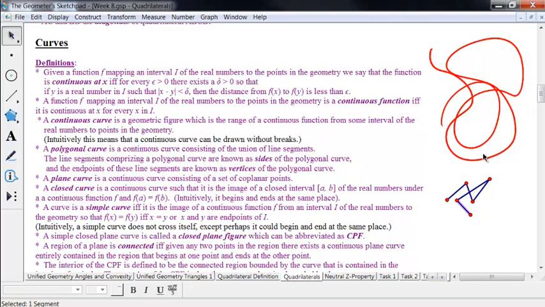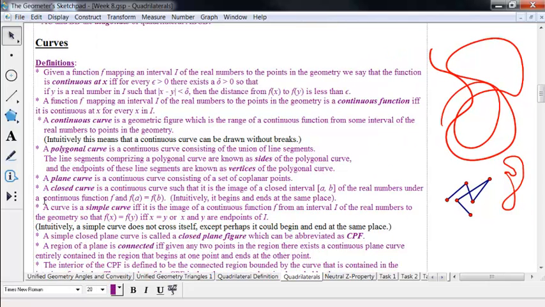A closed curve is a continuous curve that begins and ends at the same place. So that one's a closed curve. So formally we say a closed curve is a continuous curve such that the image of a closed interval from a to b of the real numbers under a continuous function f has f of a and f of b being the same thing. So intuitively that just means it begins and ends at the same place.